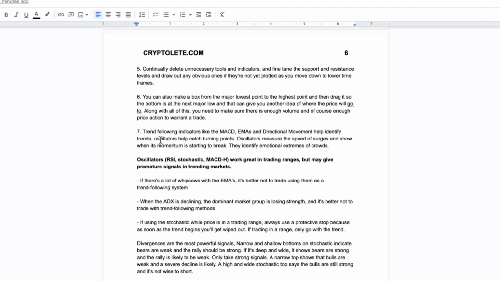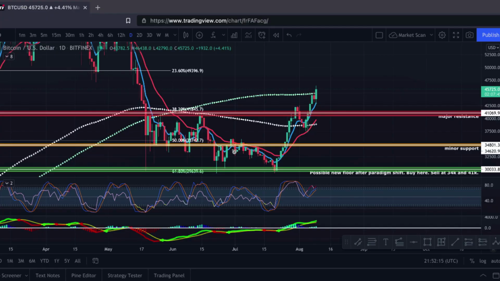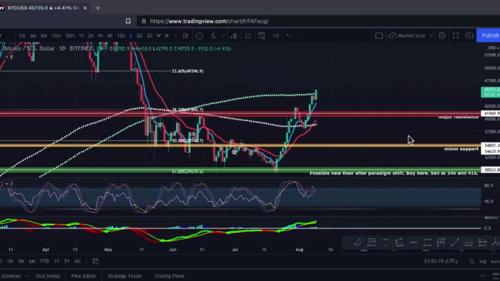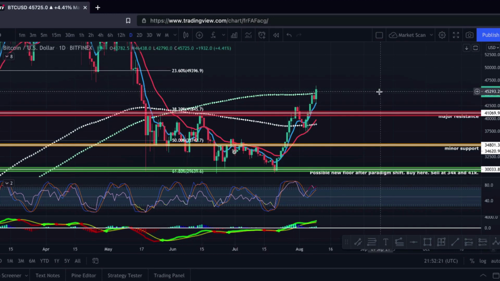They work great in trading ranges, but they may give premature signals in trending markets. So if things are just going up, the RSI could remain. And okay, so this is what I was talking about before. See, now I could go into my actual market, right? And so oscillators could be oversold for very long periods of time. So they're great if you're in a range, but if you're just in an upward momentum, look at this.